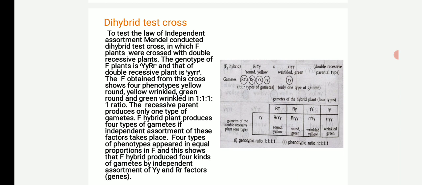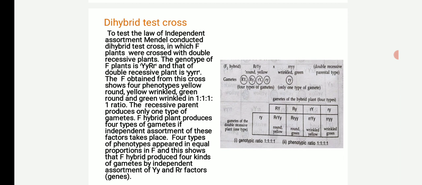The F2 obtained from this cross shows four types of offspring, that is yellow round, yellow wrinkled, green round, and green wrinkled seeds in 1:1:1:1 ratio. The recessive parent produces only one type of gametes, and the F1 hybrid plant produces four types of gametes if independent assortment of these factors takes place.